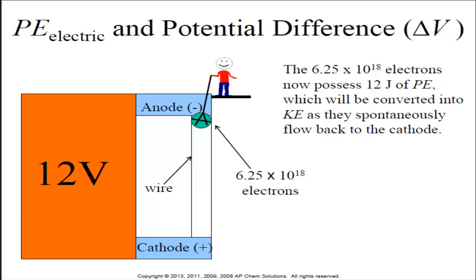Now, if he dropped 2 times 6.25 times 10 to the 18 electrons, which would be equal to 2 coulombs of charge, then the potential energy would be 24 joules of potential energy converted into kinetic energy. It would still give us 12 volts. The ratio would be the same. So if you double the amount of electrons, then you double the amount of energy, and it causes the ratio to stay the same. So this is why it's more convenient for us to use change in voltage as opposed to change in potential energy. The amount of energy per charge is constant no matter how many electrons go through the wire.